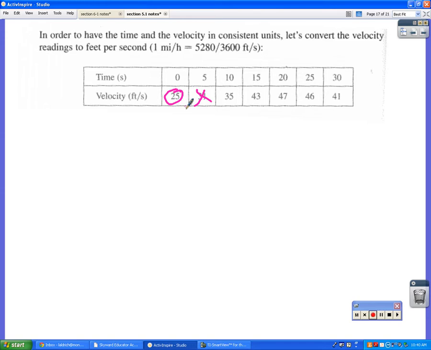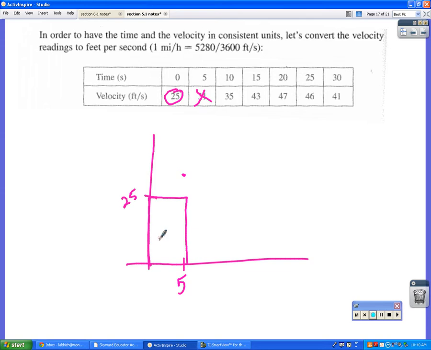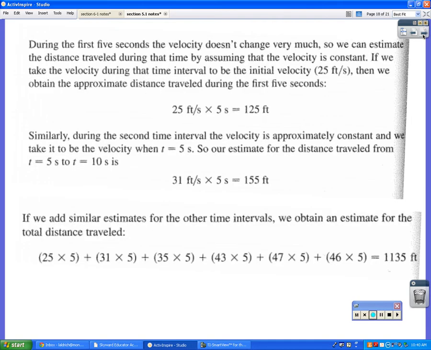What they're trying to do here is make a connection between what we did with the curve. They're saying in the first 5 seconds, if our initial velocity was 25 and then our velocity after that was some other number, let's draw a rectangle using just the left thing and say so far we've traveled 125 feet. Okay, keep underestimating.